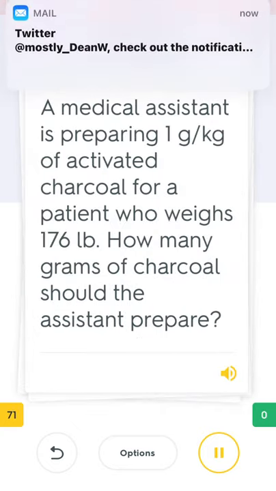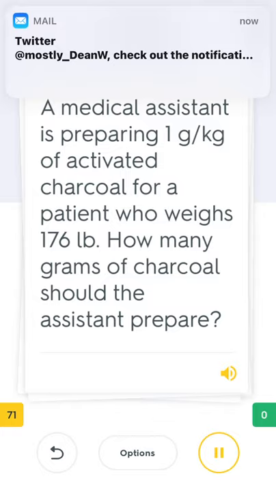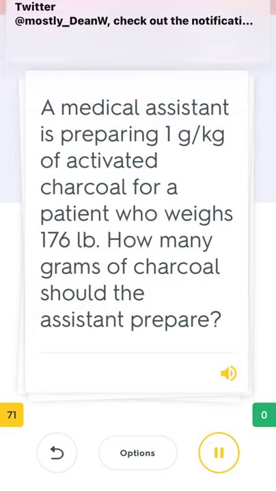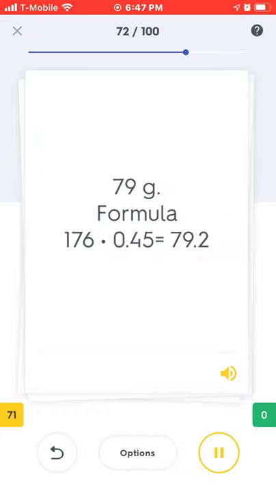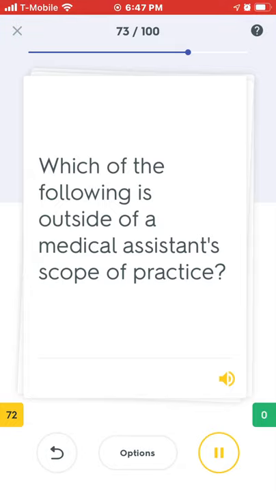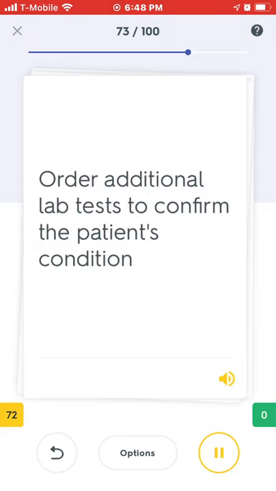A medical assistant is preparing 1 gram per kilogram of activated charcoal for a patient who weighs 176 pounds. How many grams of charcoal should the assistant prepare? 79 grams. Formula: 176 × 0.45 equals 79.2. Which of the following is outside of a medical assistant's scope of practice? Order additional lab tests to confirm the patient's condition.